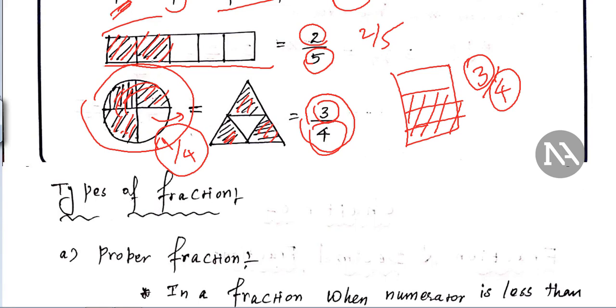So if you are considering the completed part, it is 3 by 4. If you are considering the incomplete part, then it is 1 by 4. Both are called fractions. This is also a fraction and this is also a fraction. But this fraction specifies the completed part of the pizza and this fraction specifies the incomplete part of the pizza.